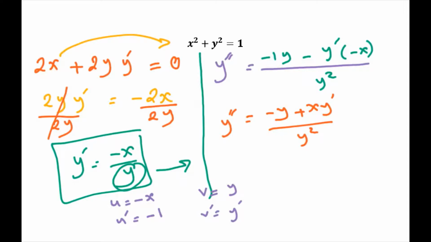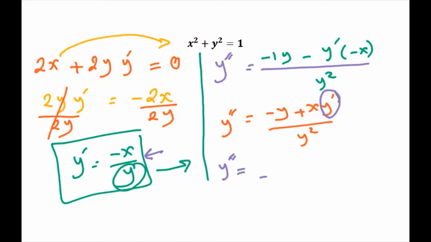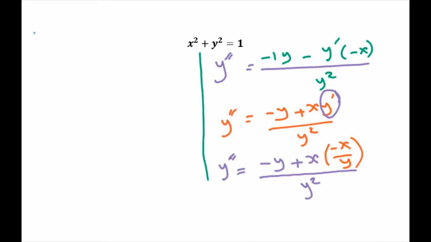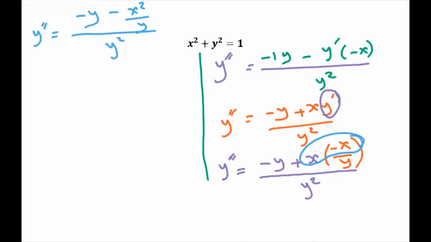So now it's time to simplify. And in order to simplify, I cannot leave my answer with the y prime here. I need to replace it by the function y prime. So y double prime equals negative y plus x, and instead of y prime, I'm going to use negative x over y. And then simplify. I'm going to say y double prime equals negative y minus x squared over y, over y squared.